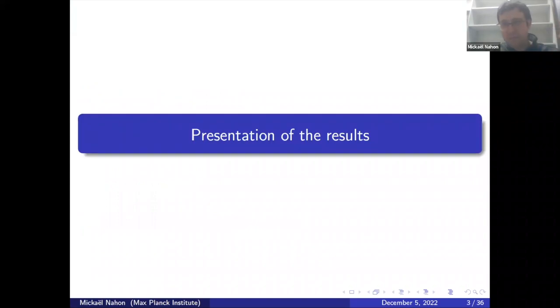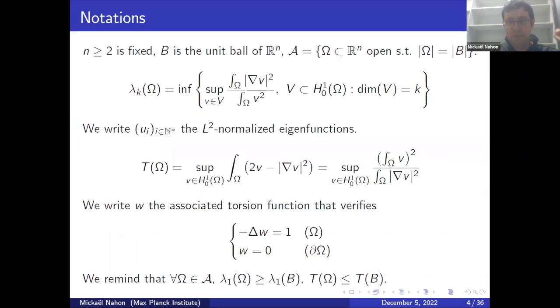Okay. First, let me introduce just the notation that I think many of you are familiar with. I will always work in the Euclidean space R^n, where n is larger than 2. B is the unit ball. The set A of admissible sets is every open set of measure the same as the ball, with no particular topological constraints. Lambda_k is the k-th eigenvalue of the Laplacian with Dirichlet boundary conditions. And I call u_k the normalized eigenfunction.